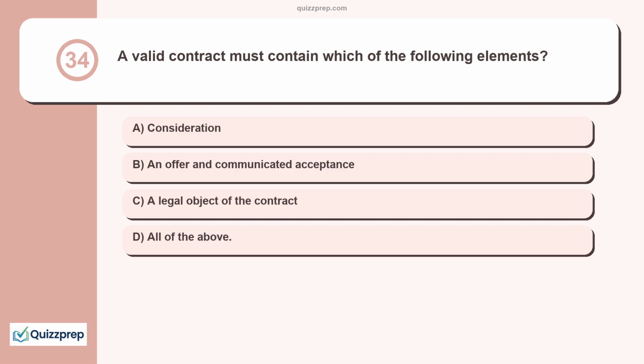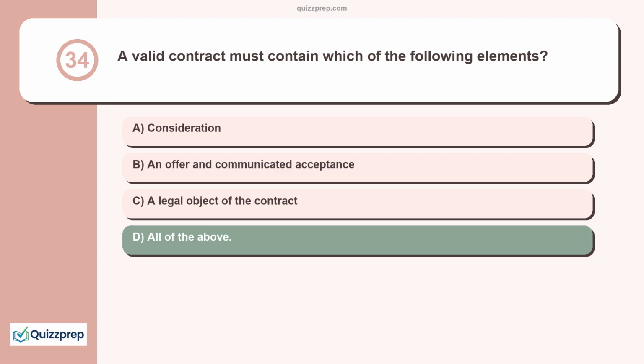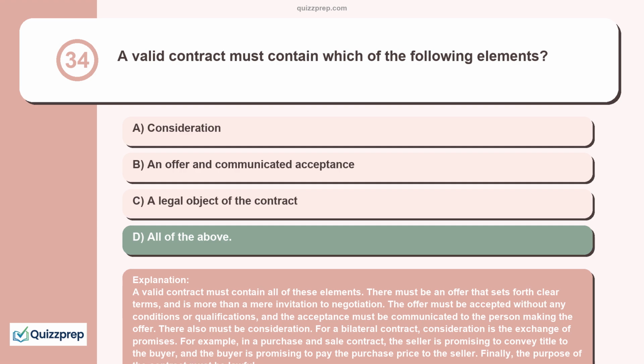Question 34. A valid contract must contain which of the following elements? Consideration, an offer and communicated acceptance, a legal object of the contract, all of the above. A valid contract must contain all of these elements.